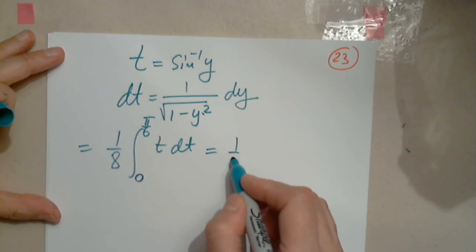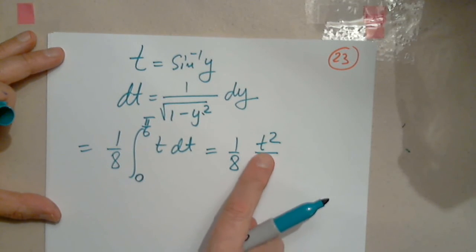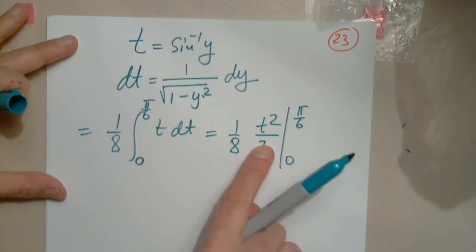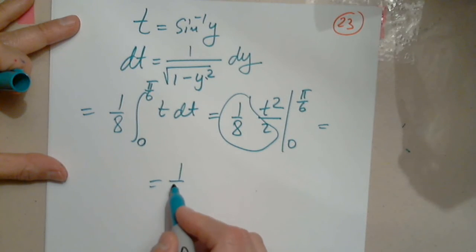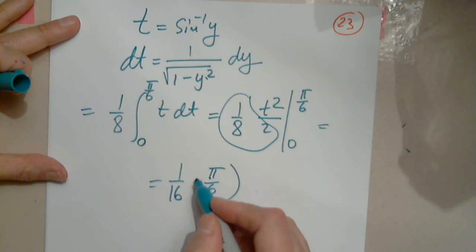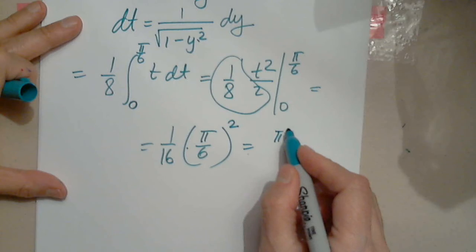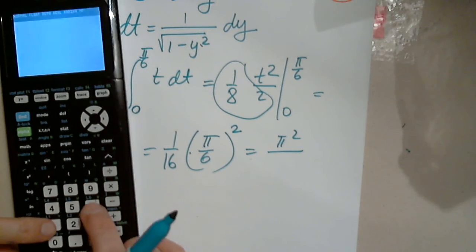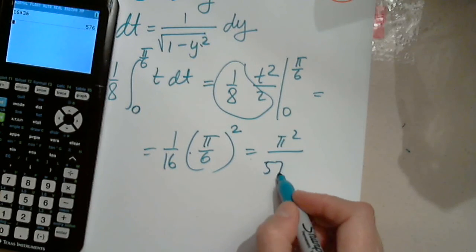It cannot be easier. T squared over 2, I increase the power by 1 and divide by the same number, from 0 to pi over 6. I don't even have to plug in 0 because it would be 0. But I have 1 over 16 times, when I plug in pi over 6 and square it. The numerator is pi squared. The denominator is 16 times 36. I'm lazy. 16 times 36, 576.